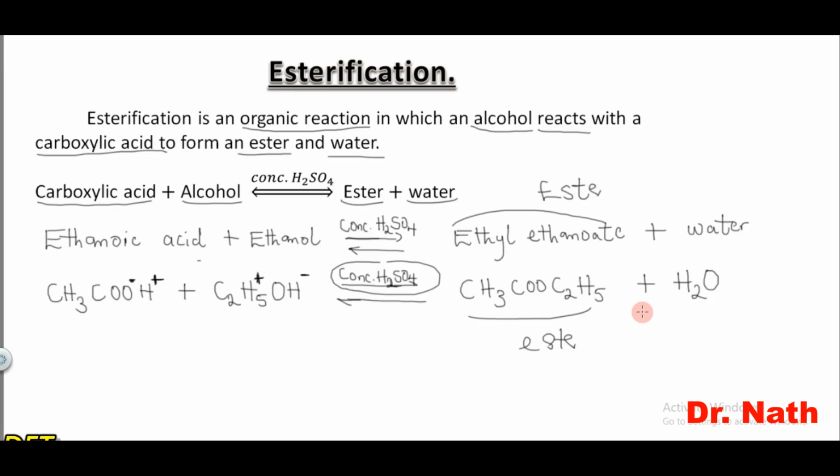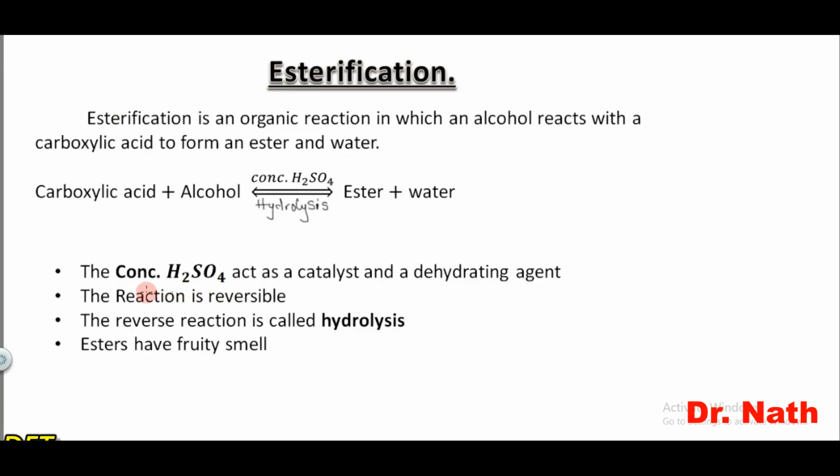A very quick one. It's very important that you know that the concentrated tetraoxosulphate(VI) acid acts as a catalyst and as a dehydrating agent. A catalyst is something that speeds up a chemical reaction. So the concentrated tetraoxosulphate(VI) acid helps to speed up the chemical reaction, and it also carries out a dehydrating function on the reaction. That is, it helps to remove water.